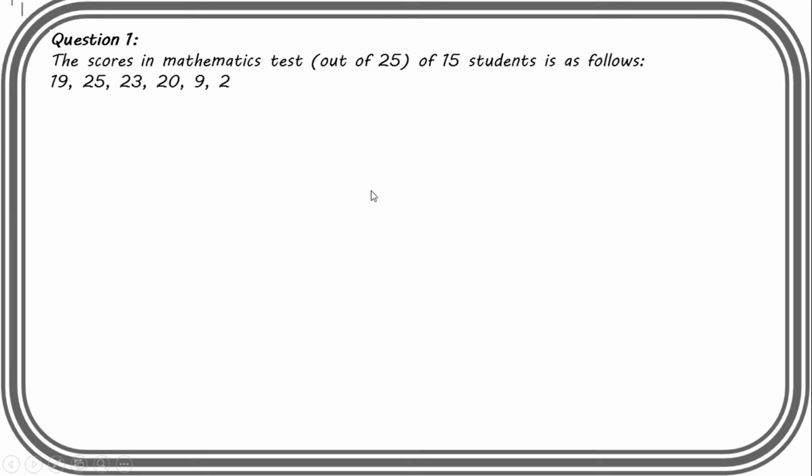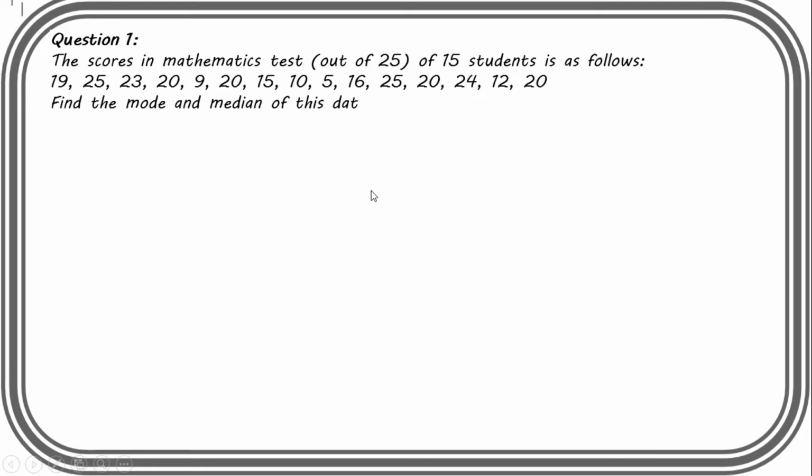Hello, today we are going to start exercise 3.2, which is based on a median. Question number 1. The scores in a mathematics test out of 25 of 15 students are as follows: 19, 25, 23, 20, 9, 20, 15, 10, 5, 16, 25, 20, 24, 12, and last 20. In this question, we have to calculate the mode and the median. Afterwards, we have to say whether they are the same or not.